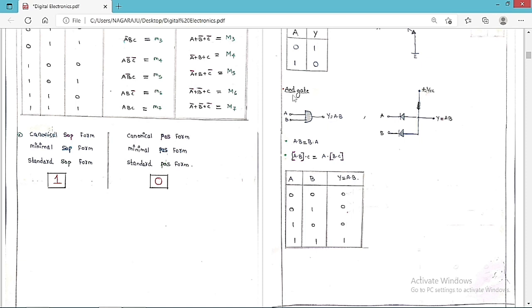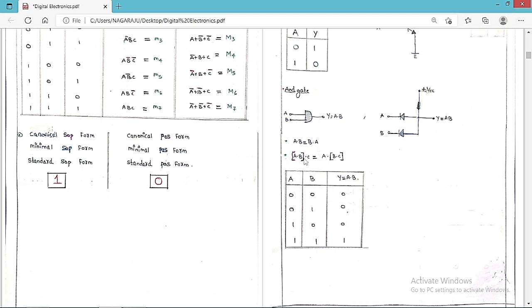Let me discuss the AND gate. The second basic gate is called the AND gate. This is the symbol of an AND gate. There are two inputs A and B, and this is the output Y. So Y is equal to A dot B, or simply we can say A into B, or A and B. You can call it in any fashion. A into B is always equal to B into A. Even if you interchange the input terminals, we are going to get the same output.